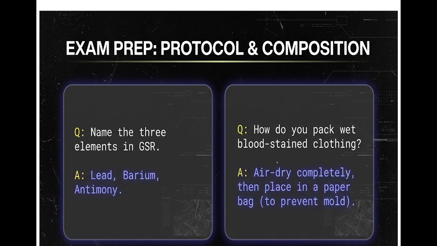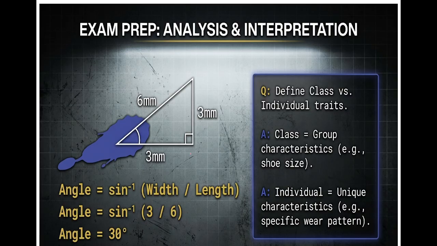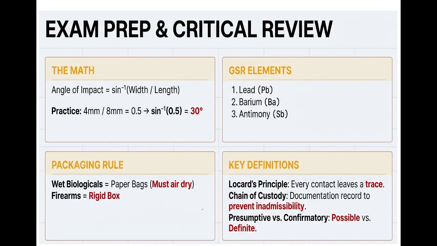Protocol and composition exams. Well, one question says: name the three elements in gunshot residue or gunpowder residue. Lead, barium, antimony. How do you pack wet blood-stained clothing? Air dry completely, then place it in a bag. Why? Because of preventing mold and degradation. We already did that. You see, this calculation is quite nice to find the angle. We already did it, and there's another example for you. Please look into it.